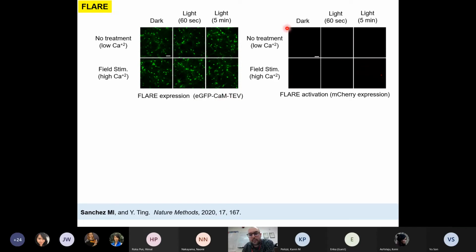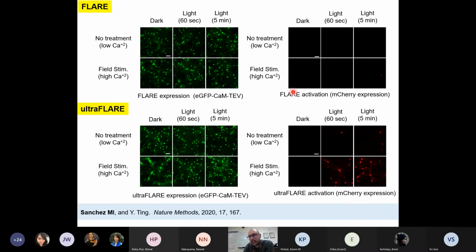And now you can see that we will have field stimulation, which is a much milder way to stimulate neurons compared to media change. And if we shine light for 5 minutes, the expression of Zen cherry is very little. However, when we introduce these magic mutations, now you can see that the expression of Zen cherry is much higher, and now we were able to label the neural activity on a time scale of seconds for the first time.